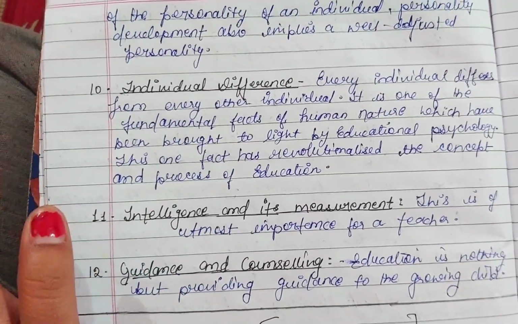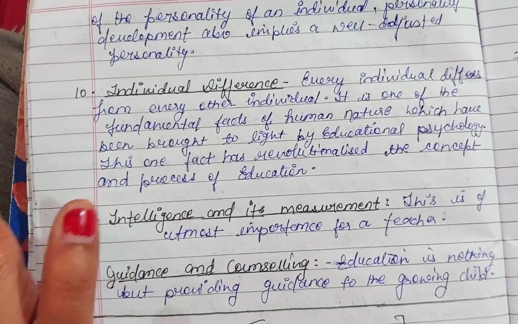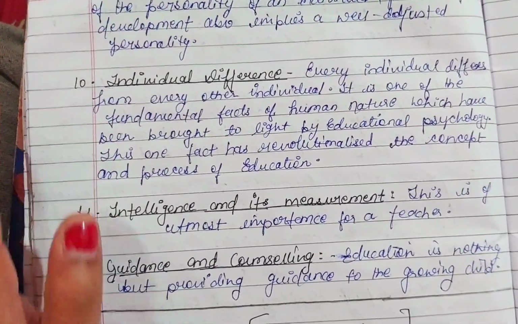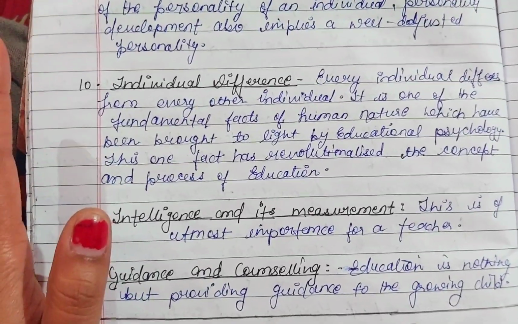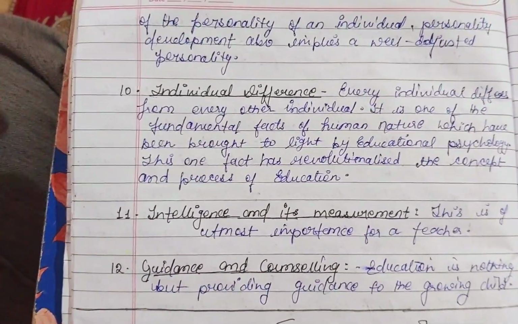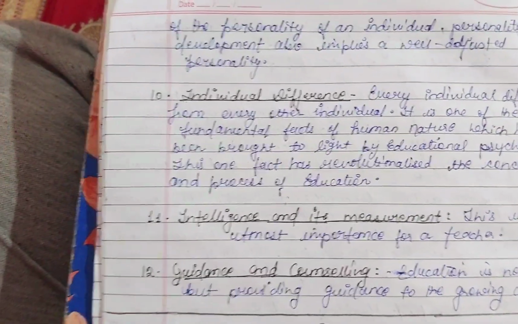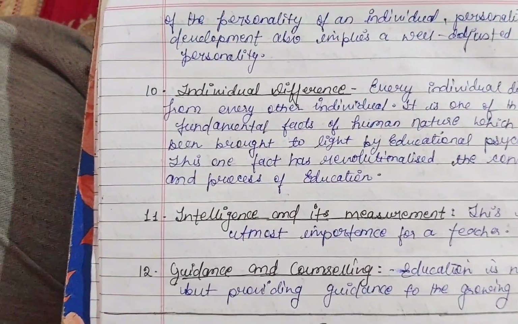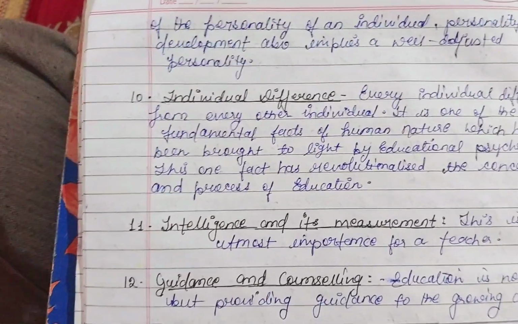Number 12, guidance and counseling, the last step of the scope of education psychology. Education is nothing but providing guidance to the growing child. So, till here, we have understood what education psychology is, its scope, and its meaning and definitions according to different scientists. In the next video, we'll discuss child psychology.